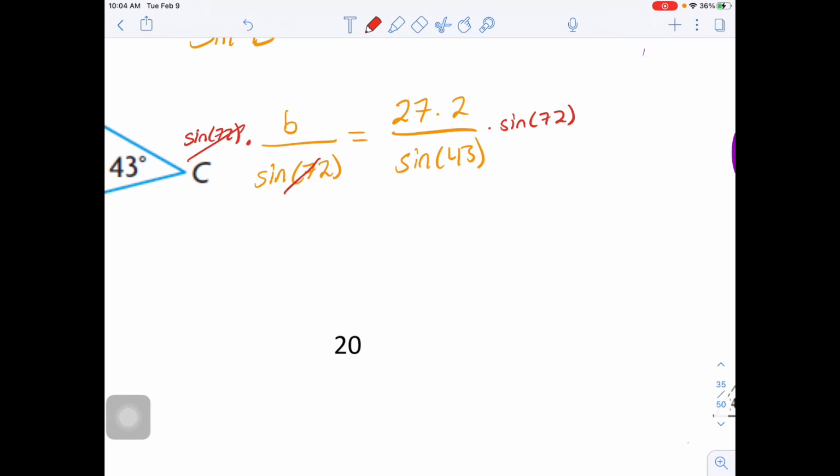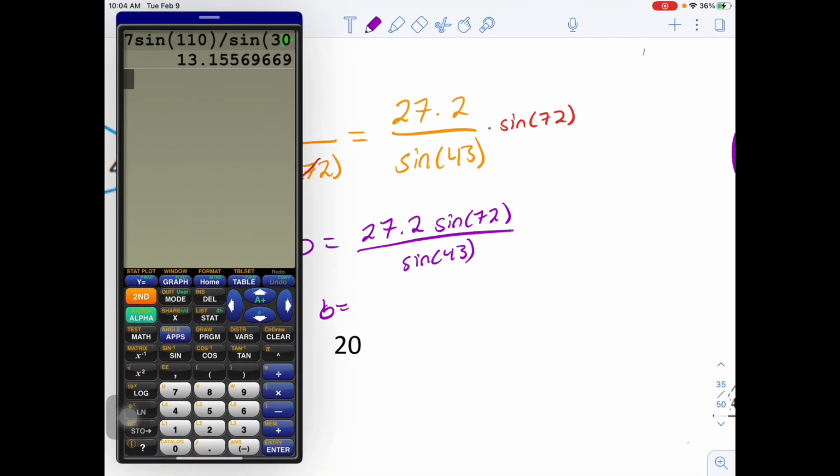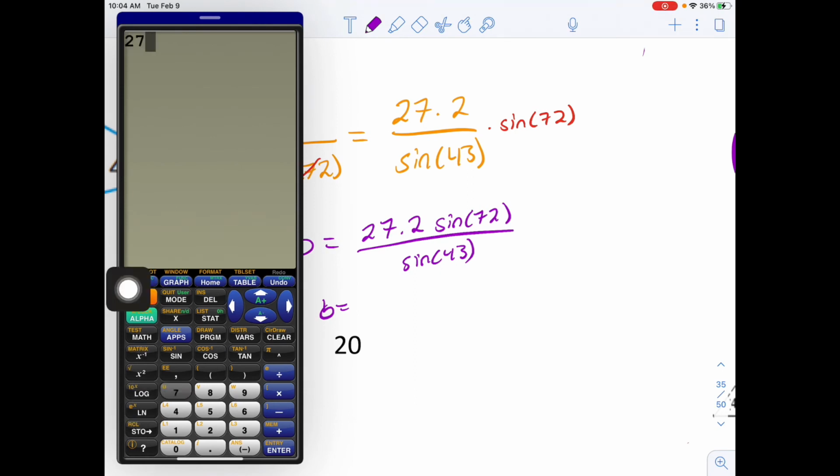It's going to cancel that out. And we will get B equaling 27.2 times sine 72 over sine 43. And this is going to give us 27.2 times sine 72 dividing sine 43. And here we can see that B will equal 37.93.